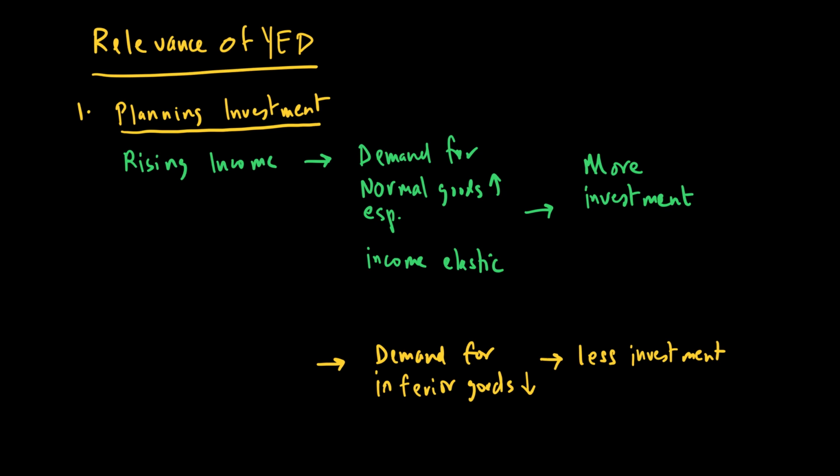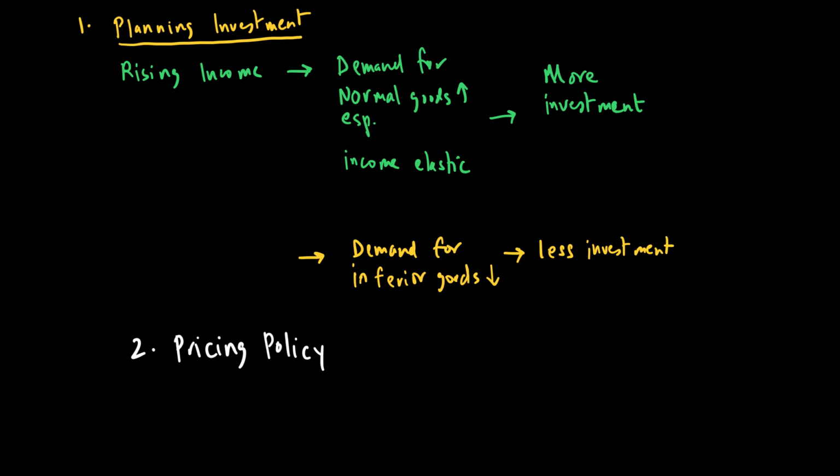For example, if we look at demand for cheap rice or cheap noodles or cheap quality food items, they go down when the incomes are rising. So if I'm a producer of those goods, I may cut down my investment, because I know that there is not going to be significant demand in the future.